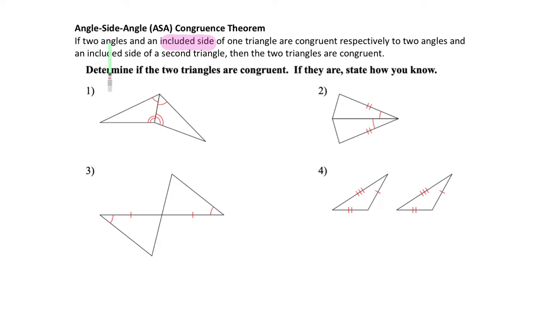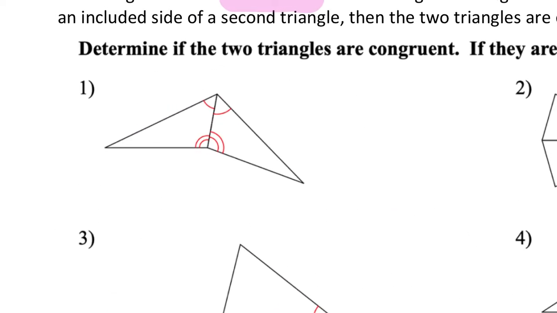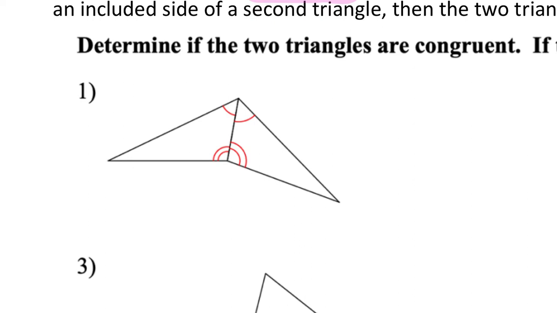So if two angles and an included side, so that means that is the side that is between those two congruent angles of one triangle are congruent respectively to two angles and the included side of the second triangle, then the two triangles are congruent. So let's see this information here. Remember that we cannot add anything that we cannot prove or justify.